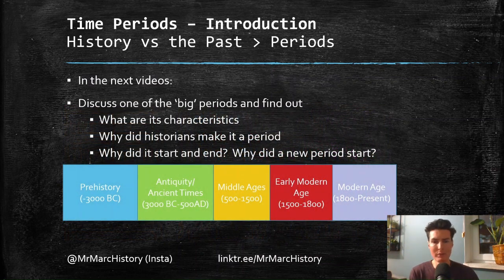So this was a very brief explanation of the concept of time periods, and in the next videos we're going to focus on those 5 big Western periods. The first video will be about prehistory, and we'll look at the characteristics, why historians chose to make this a period, why it started, why it ended, etc. Then ancient times, Middle Ages, early modern age, and modern age.